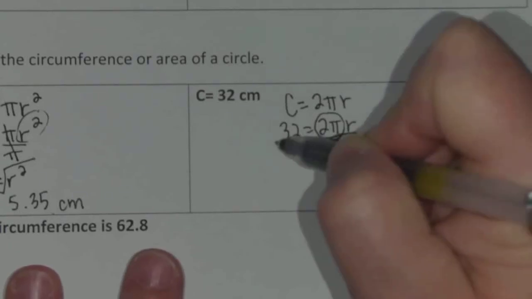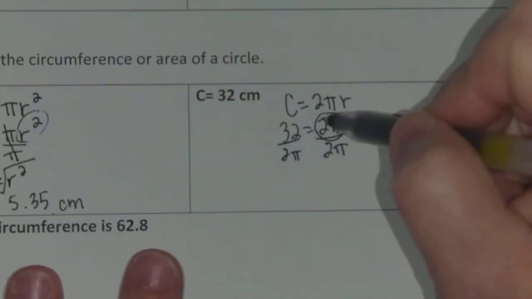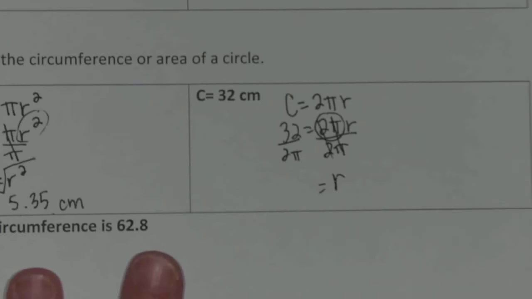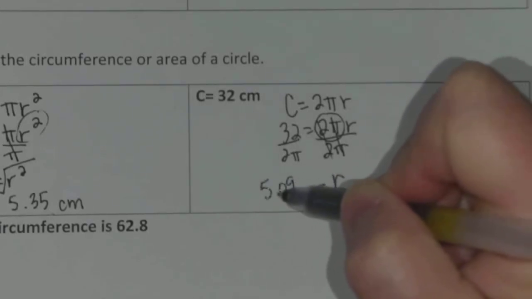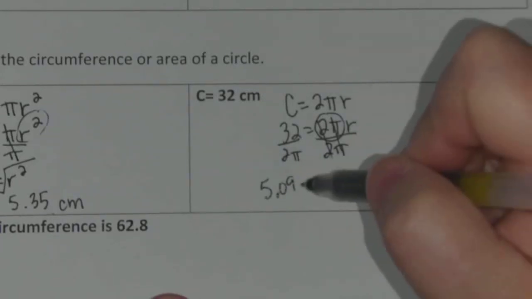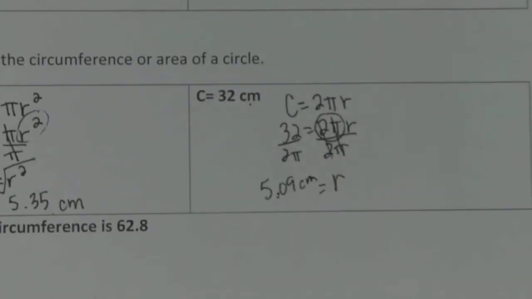Oh, I'm gonna divide by 2 pi this time, right? Because it's times by. So it cancels over here to the radius. And on the other side, I'm going to do 32 divided by 2 pi. And when I do that, I got 5.09. And that would be in centimeters because I'm in centimeters. Questions on how I did that?